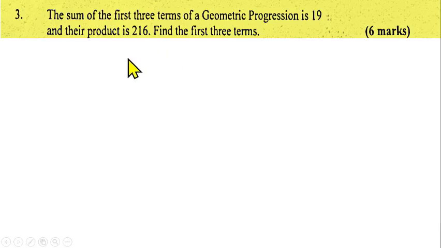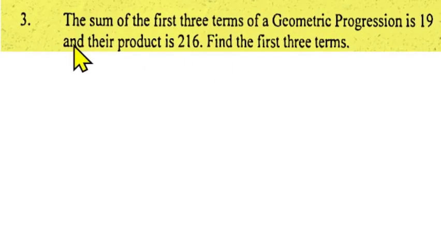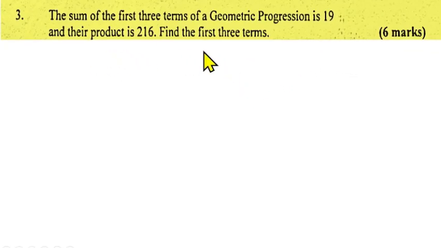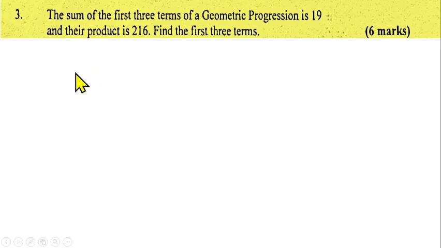Question number 3 is from sequence and series, in this case a geometric progression. We are told that the sum of the first 3 terms of a geometric progression is 19 and their product is 216. Find the first 3 terms. We know that the first term of a geometric progression is a, the second term is ar, and the third term is ar squared. We are told that the sum of these 3 terms will give us 19.